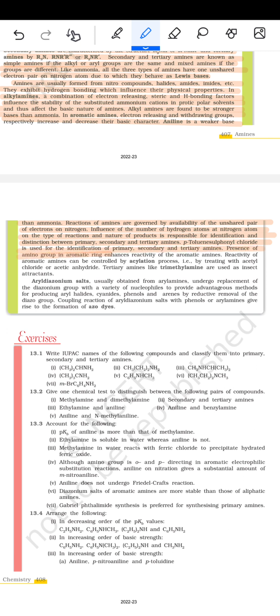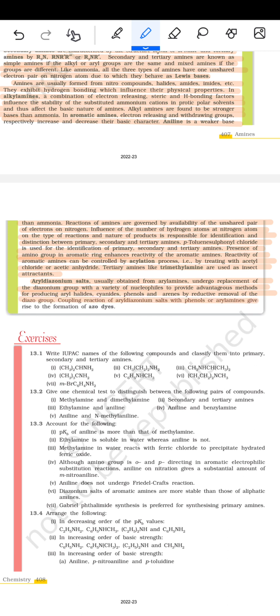Presence of the amino group in the aromatic ring enhances reactivity of the aromatic amines. Reactivity of the aromatic amines can be controlled by the acylation process, that means by treating with the acetyl chloride or the acetic anhydride. Tertiary amines like the trimethylamine are used as the insect attractants. उसके बाद फिर आता है, aryl diazonium salts are usually obtained from the aryl amines, undergo replacement of the diazonium group with a variety of the nucleophiles to provide advantage. Methods for producing aryl halides, cyanides, phenols, and arenes by reactive removal of the diazo group.